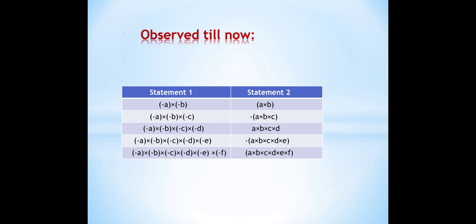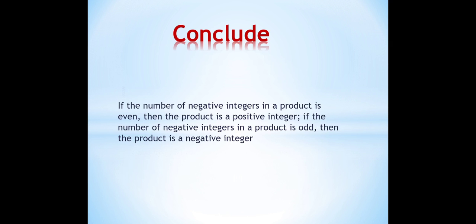Then similarly for 5 negative integers, minus a, minus b, minus c, minus d, minus e, it will be minus a into b into c into d into e, because there are 5 negative integers and 5 is an odd number. Then again for 6 negative integers, we simply multiply a into b into c into d into e into f, and the result will be positive because there are 6 negative integers and 6 is an even number.